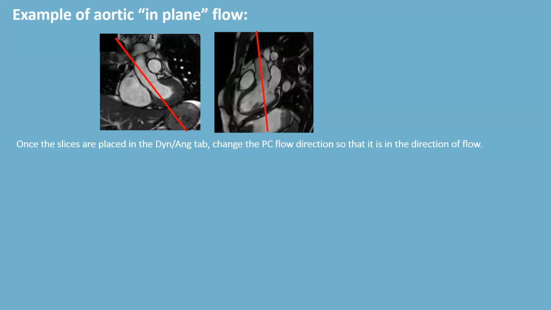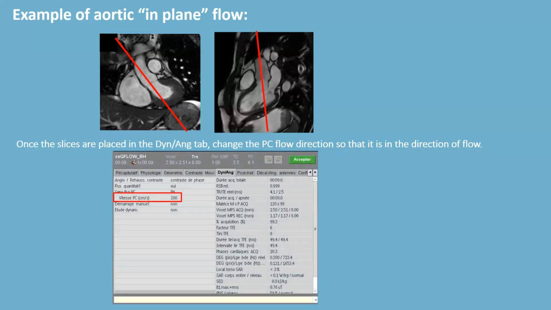We can see here this example of the aortic incline. You can change the velocity in this, but change it in the foot-head direction. We can talk about the morphology or the cine sequence. Here, when we talk about the flow, you can just use the foot-head direction.